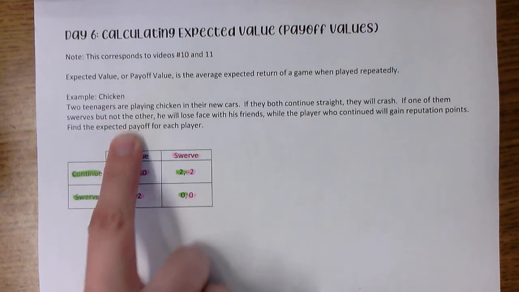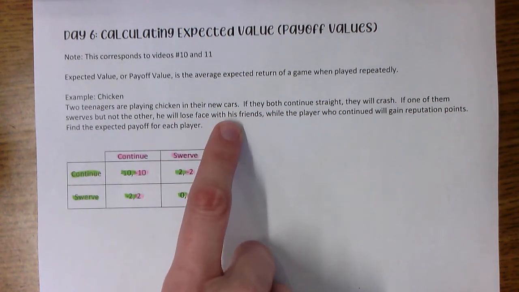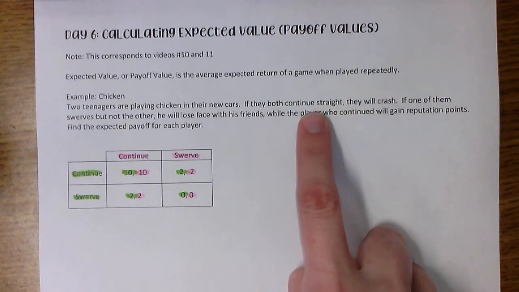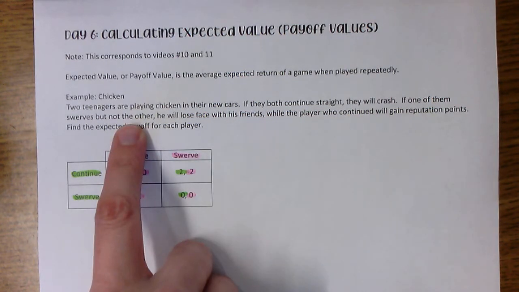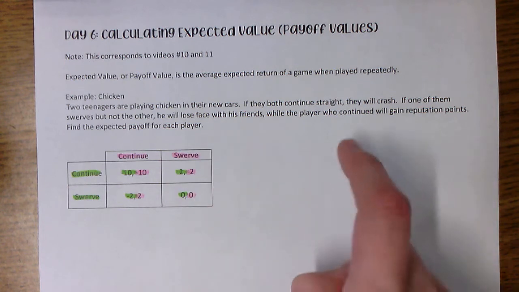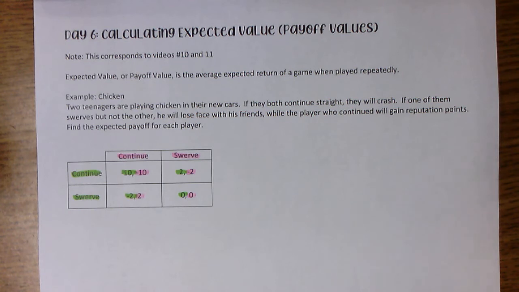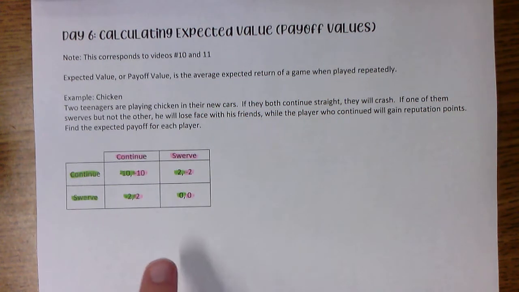So let's look at this one. This is the game of chicken. You're familiar with chicken, right? Two people are driving their new cars towards each other. If they both continue driving, they crash. If one of them swerves but not the other, the person who swerves loses face from his friends, but the player who didn't swerve is going to gain rep points. So we're going to find the expected payoff for each player.